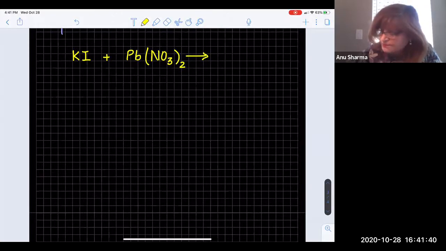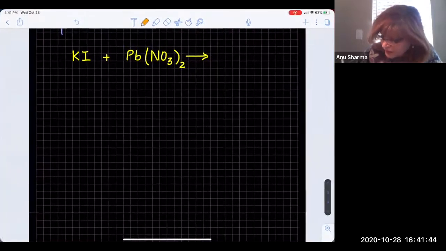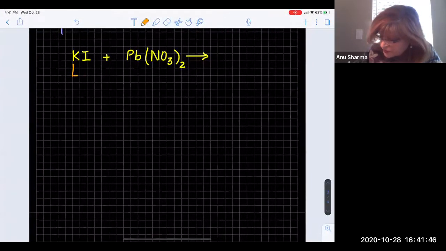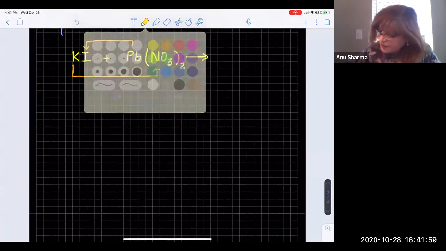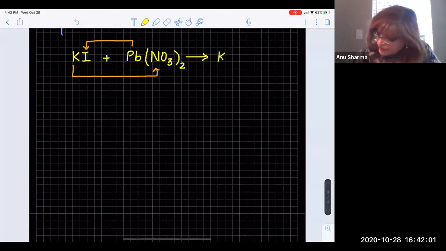So based on that initial scheme, outer and inner, potassium is going to combine with nitrate and lead is going to combine with iodine. And so we are going to get our product, potassium nitrate and lead iodide, PbI2.